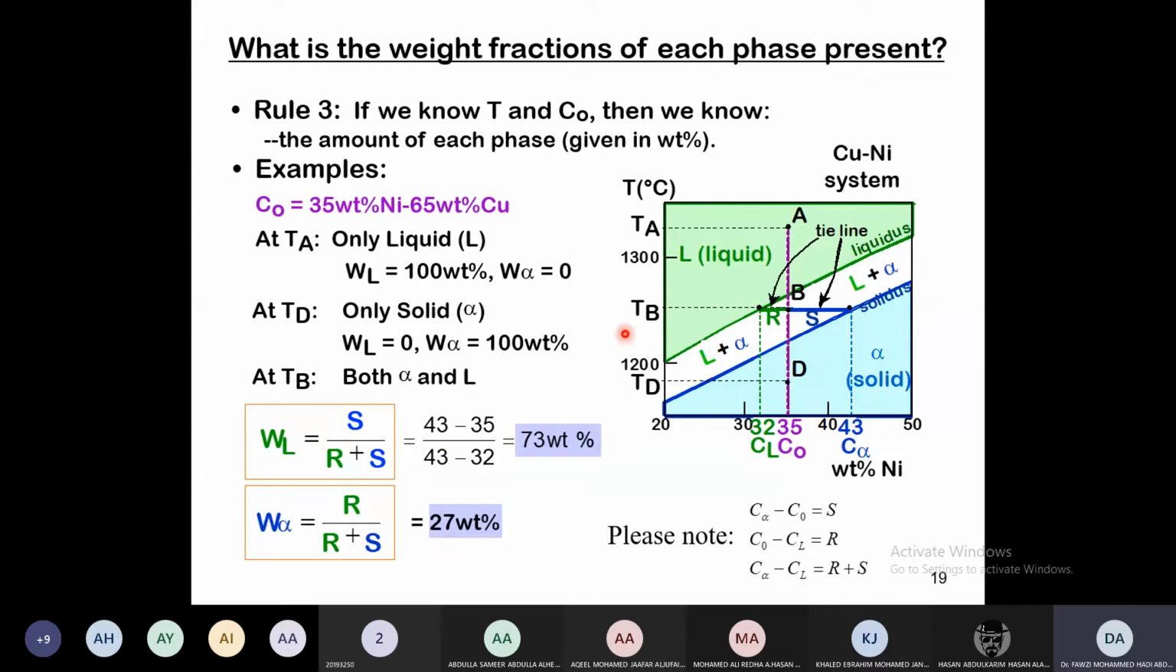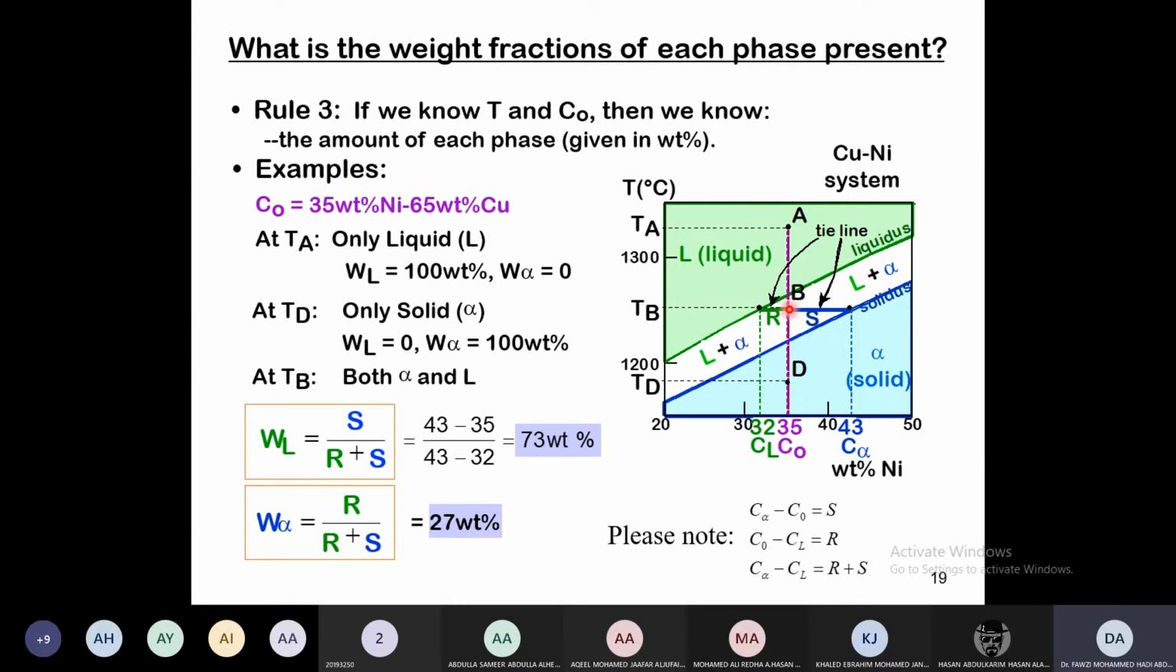Now let's look at point B, which needs a little bit of work. If you are at temperature TB and the alloy composition is 35% by weight nickel, you are falling at that point. In order to determine the weight fraction of each phase, you need to determine the composition of each phase as well.